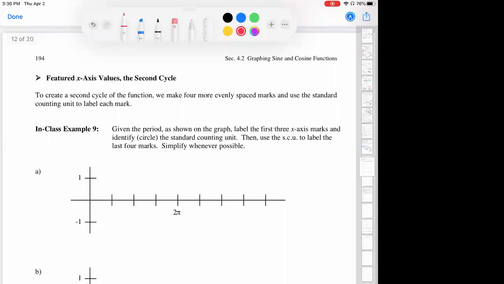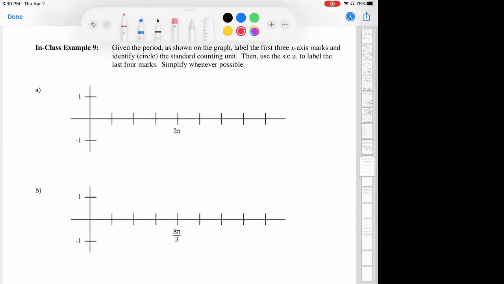Moving forward, featured x values on a second cycle. To create a second cycle of the function, we make 4 evenly spaced marks and we use a standard counting unit to label each mark. So you keep working the same way. If I know one period, then I multiply by 1/4. So I have 2 pi times 1/4. And that would give us 2 pi over 4. This simplifies to be pi over 2. So my first one is pi over 2. So therefore, to get to each one, I'm going to add pi over 2.